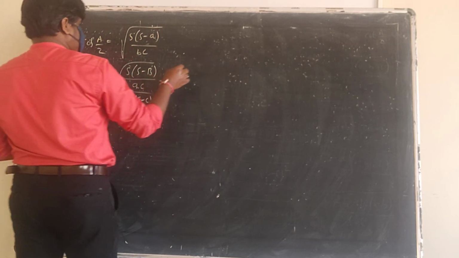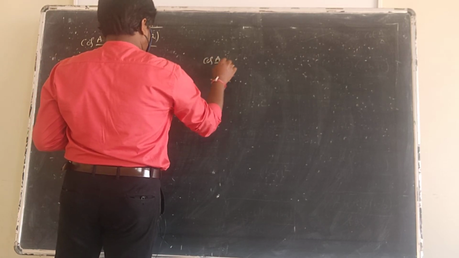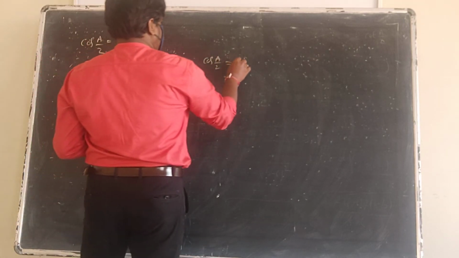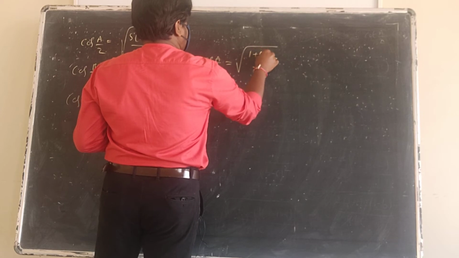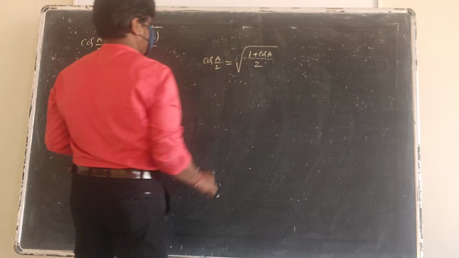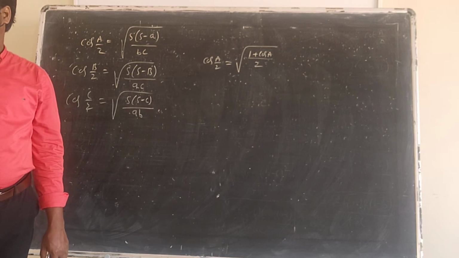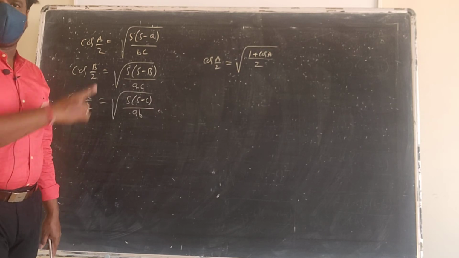Now for this formula, what proof can you use? Same thing, you can use the formula cos A by 2 is equal to the square root of 1 plus cos A by 2. So use this formula, you will get the answer. If you want cos A by 2, use the formula square root of 1 plus cos A by 2, you will get it.